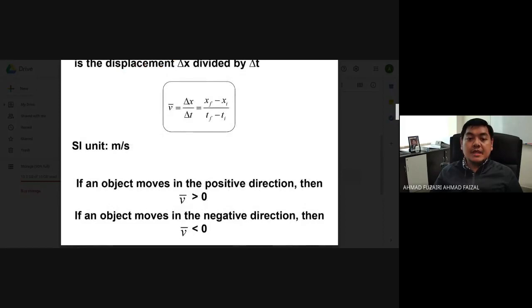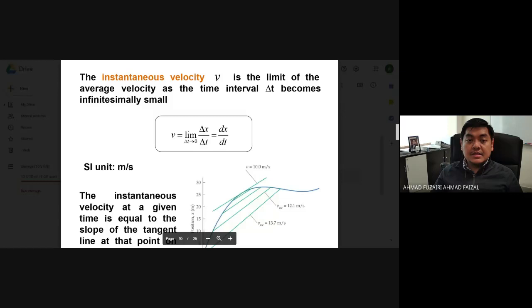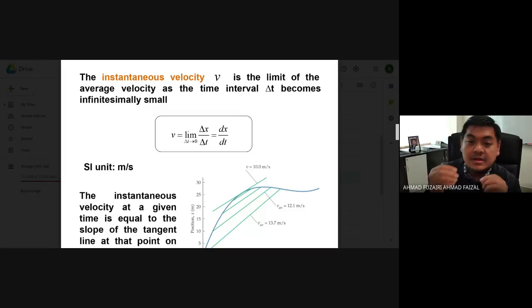In velocity, we also discuss instantaneous velocity. The instantaneous velocity v is the limit of the average velocity as the time interval delta t becomes infinitesimally small, meaning delta t becomes really, really small. That is the difference between instantaneous velocity and average velocity. The average velocity covers the whole time taken, while for the instantaneous velocity we determine the value of velocity at a very specific time, meaning we should emphasize the use of time: time equals something, then we substitute into the function.